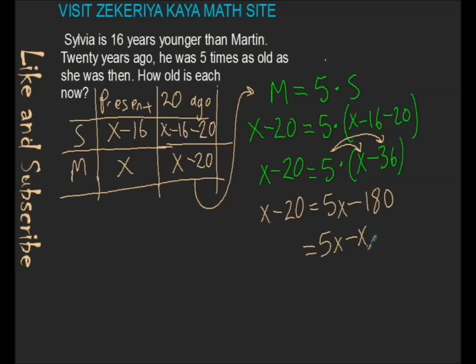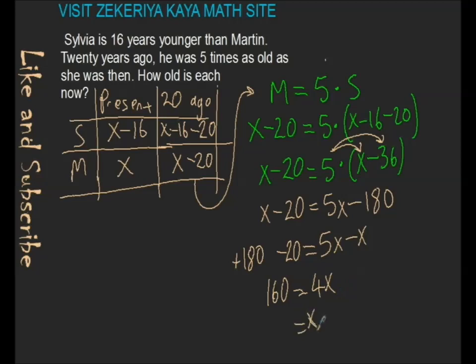So I must move the numbers to the other side. Minus 20 is already on the left side. So it's same again. Minus 180 on the right side, I must move it to the left side. So it will be plus 180. 180 minus 20 makes 160, which is equal to 5x minus x makes 4x. 4x is equal to 160.